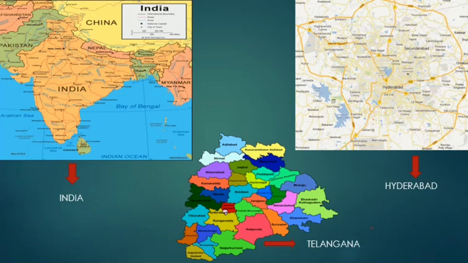So here we have seen three maps. One is the country, India, and the state, Telangana state of India, and the city, Hyderabad city map. So you can understand that you can draw a map of a city, a map of a state, a map of a country. So any place of the earth's surface can be drawn to create a map.